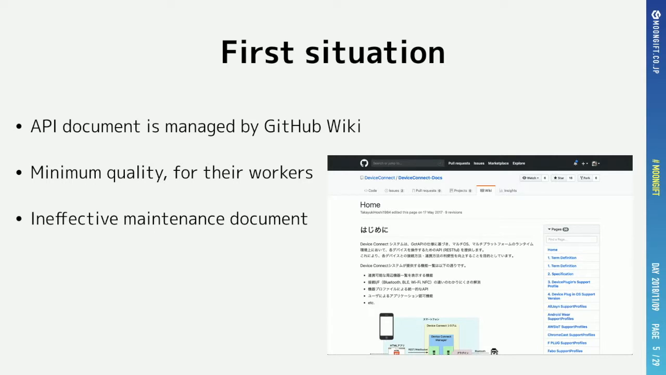I want to talk about my client case. First, they managed their documents on the GitHub wiki, and it was minimum quality, simple documents. Maybe they wanted to support their developers, but these documents could not help their developers. Some developers gave up using the APIs, or they asked how to use an API every time, even though the documents were already published.